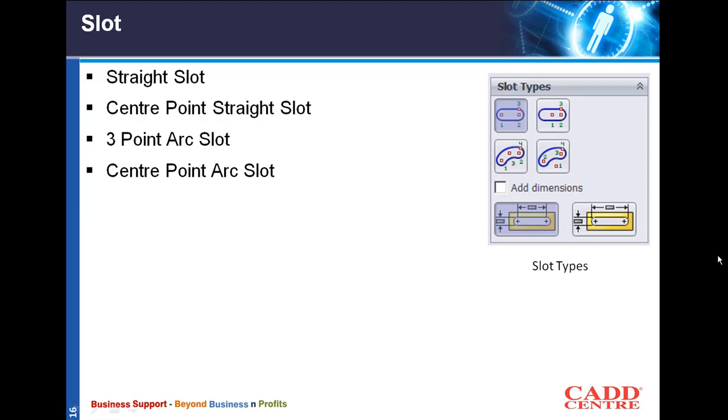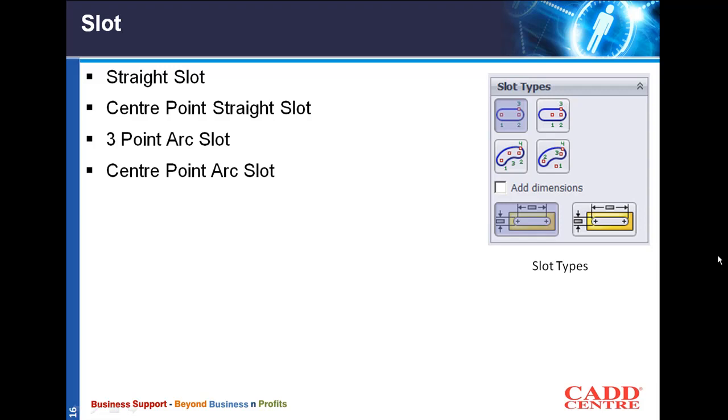First, straight slot, defining two endpoints of the arc. Defining two points for the slot creation. And third, we will create the slot by defining the radius of the arc.